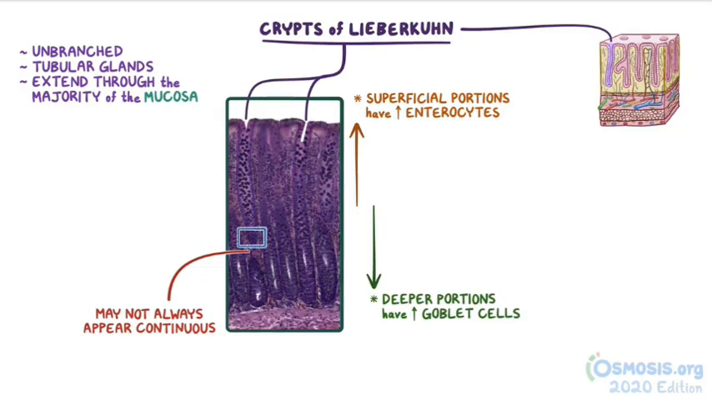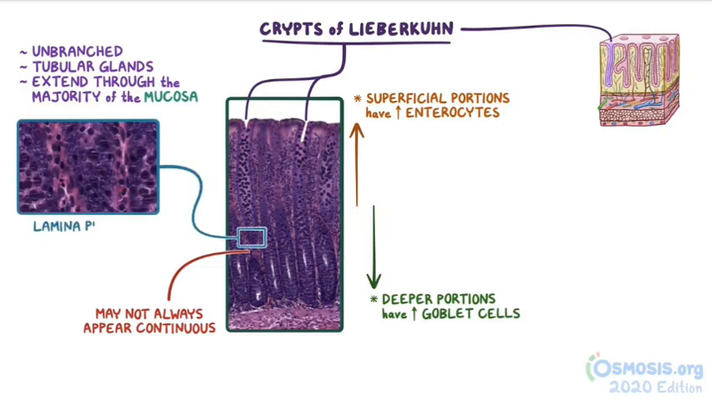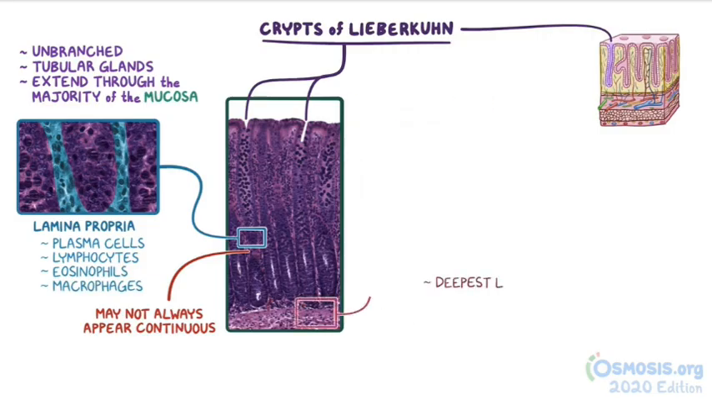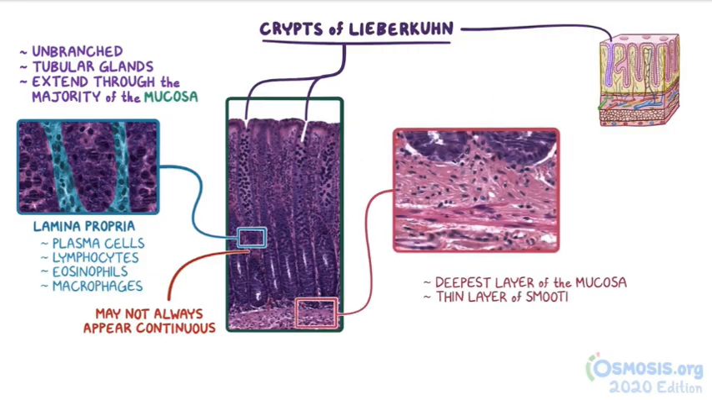The tissue found between the crypts and the epithelium is the lamina propria, which consists of many types of immune cells, including plasma cells, lymphocytes, eosinophils, and macrophages. And finally, the deepest layer of the mucosa is a thin layer of smooth muscle called the muscularis mucosa.